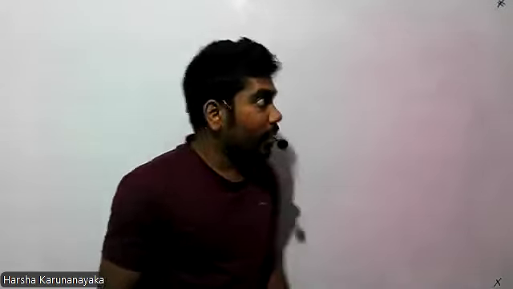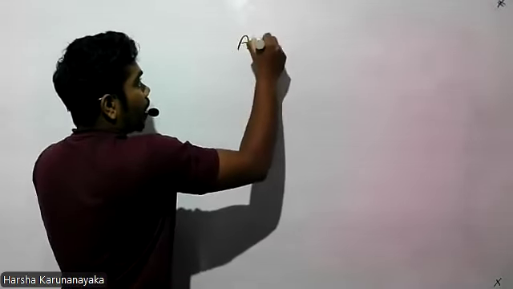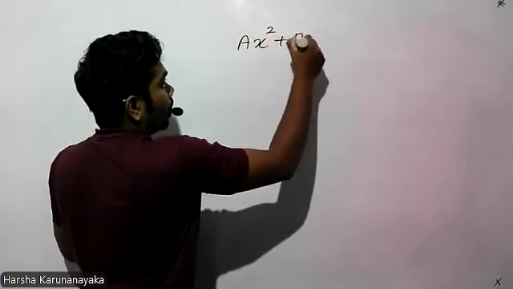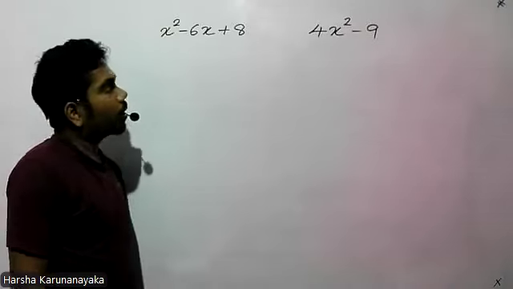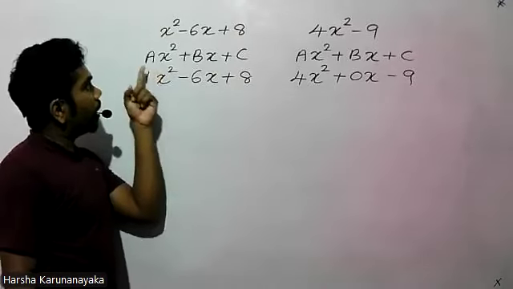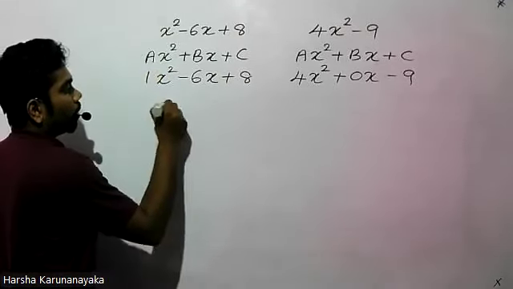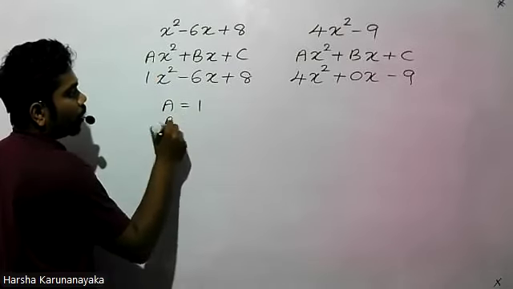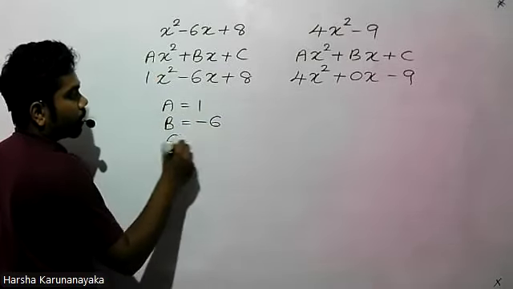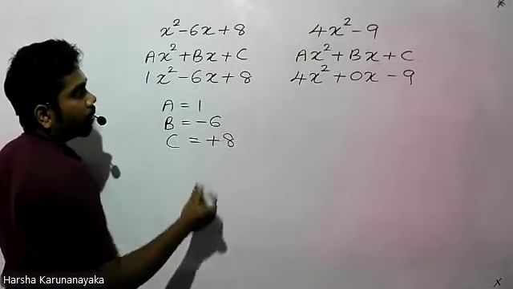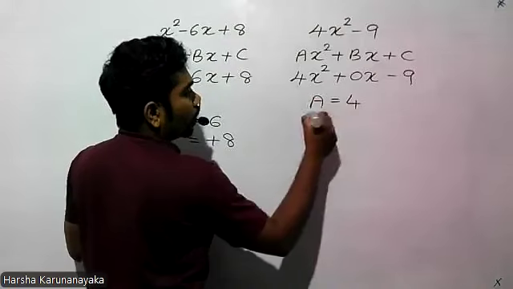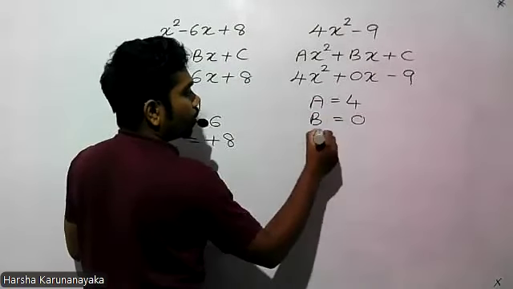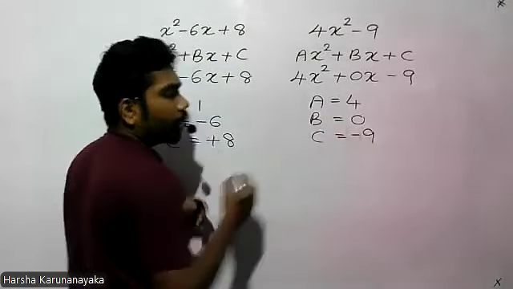Quadratic expressions mean the expressions we can write as ax squared plus bx plus c. Both are quadratic expressions. In these expressions, a equal to 1, b equal to minus 6, c equal to plus 8, and in this one a equal to 4, b equal to 0, c equal to minus 9.